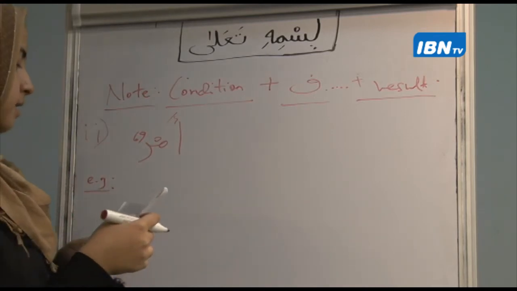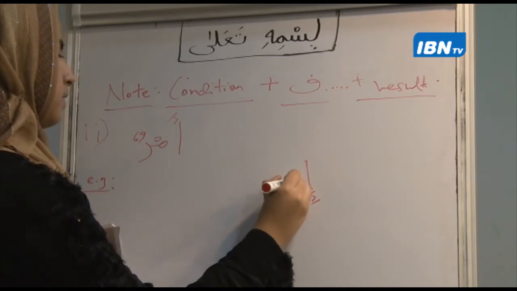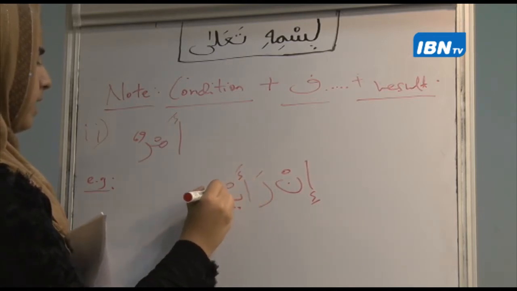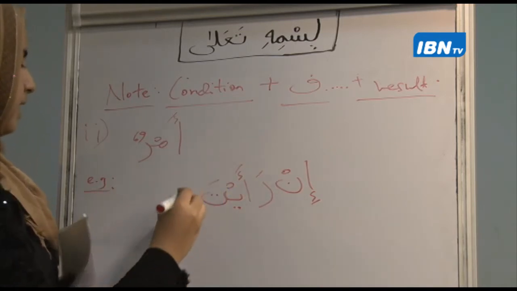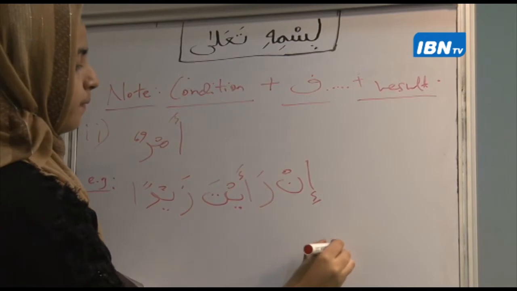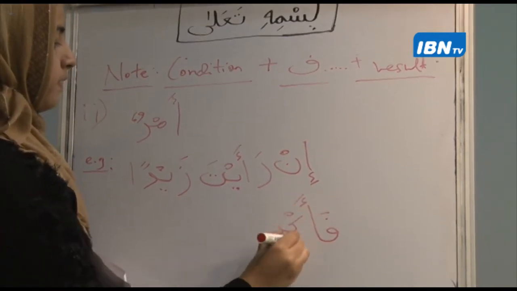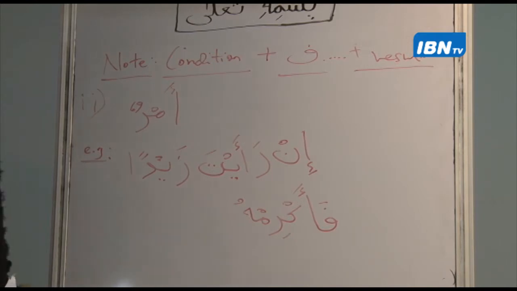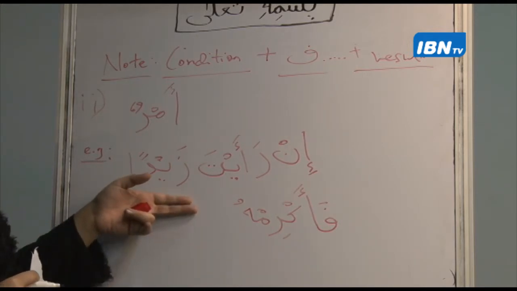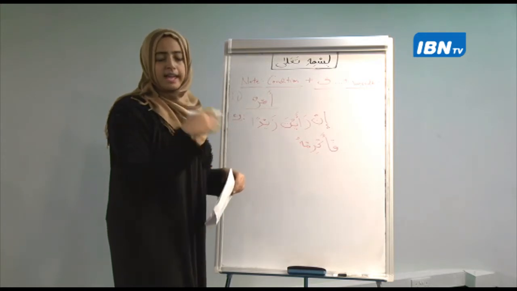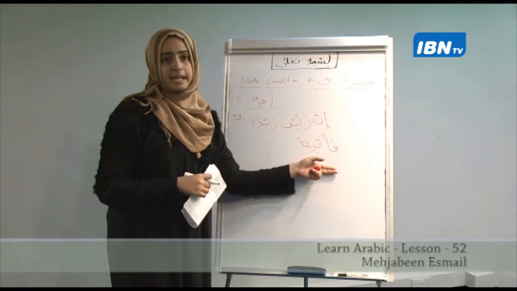We'll have something like in ra'ayta zayda fa akrimhu. I hope you remember your fi'lul mudari and your fi'lul madi. In رأيت زيد فأكرمه: if you see Zaid, treat him hospitably. So this is my command, this is my amr. I'm commanding you. In رأيت زيد, if you see Zaid, فأكرمه, treat him hospitably.